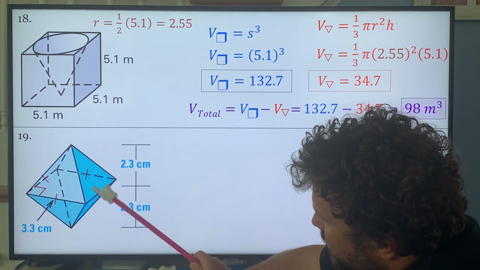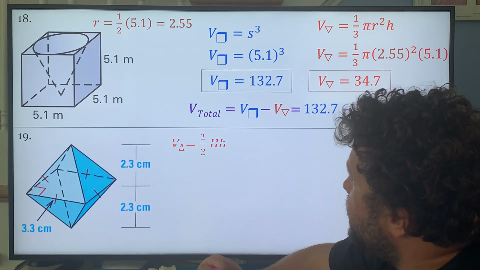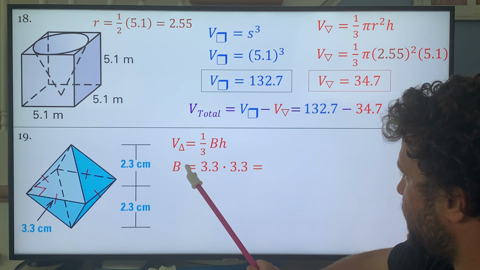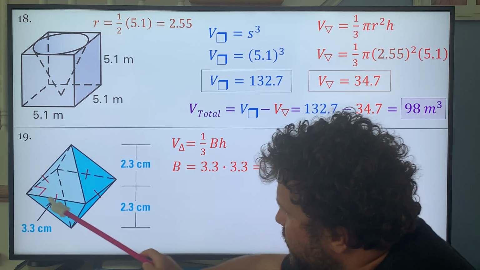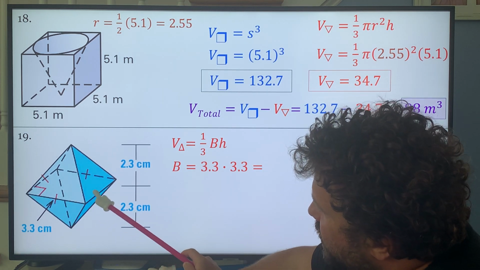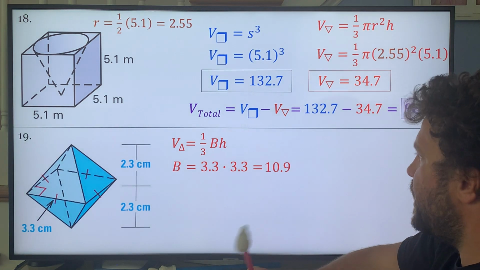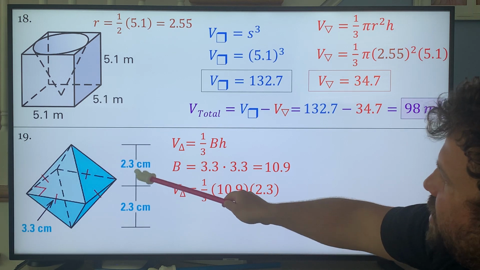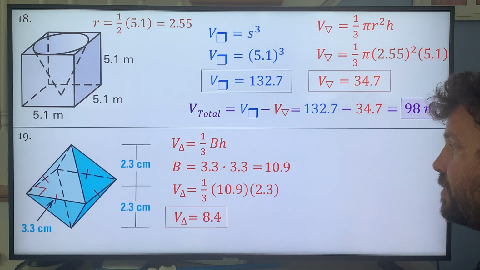Adding. You have a pyramid on top of a pyramid, and both pyramids happen to be the same. Volume of the first pyramid, 1/3 base times height. The base here is 3.3 times 3.3, because it's a square. The congruent marks. The base is 10.9. So 1/3 of 10.9 times the height, which is 2.3, which is 8.4.